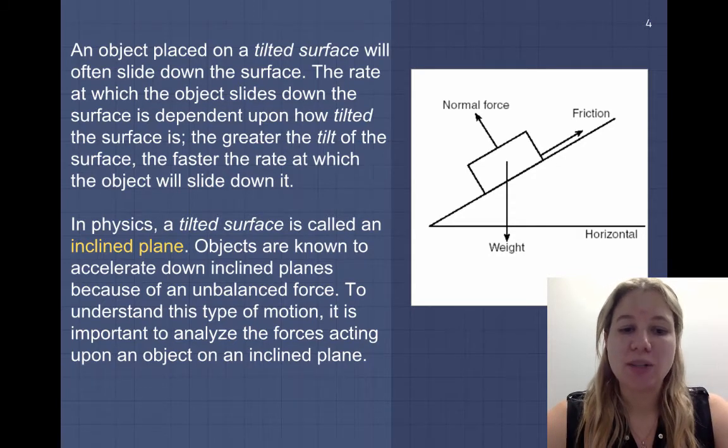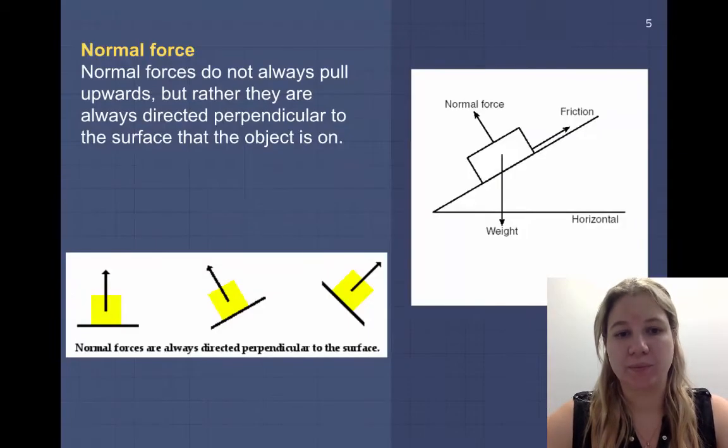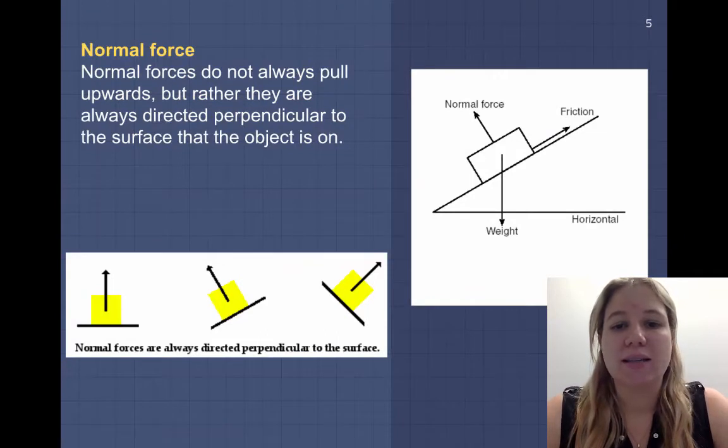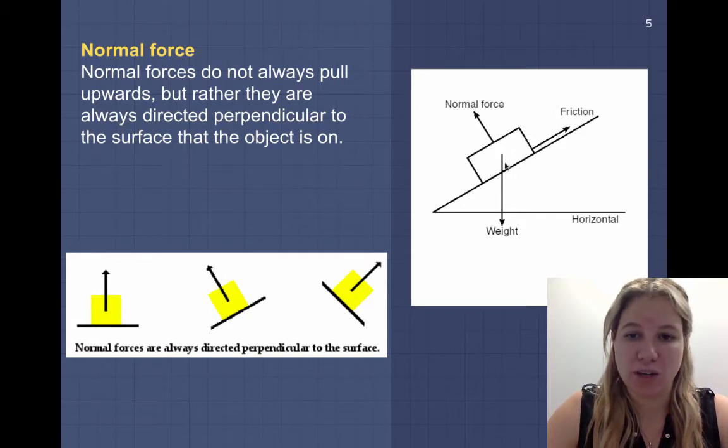To understand this type of motion, it's important to analyse all of the different forces that are involved and are acting on the object that's on the plane. The normal force is not necessarily directly upwards, but it is perpendicular to the surface the object is on. So in this case, we're looking at an inclined plane, and that means that the normal force is going to be perpendicular, so that means at right angles to the surface it's on. Okay, so this plane here, the incline, that's the surface, and the normal is at 90 degrees.